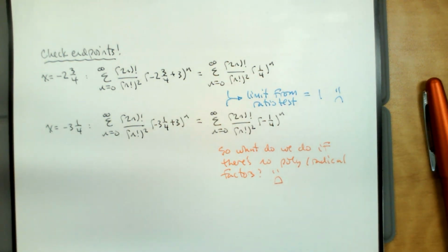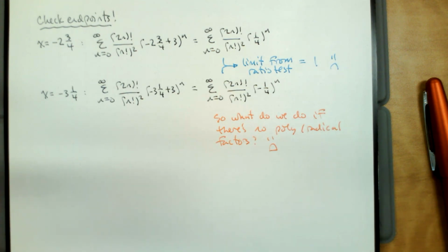So what do we do if there's no polynomial radical? This seems like a question that I should be just about to answer. But in my mind, I did the messy part, which is the easy part. I simplified the ratio test with this 2n factorial over the n factorial squared. So that's the question that I'm not going to be answering today. Let's move things around a little bit.